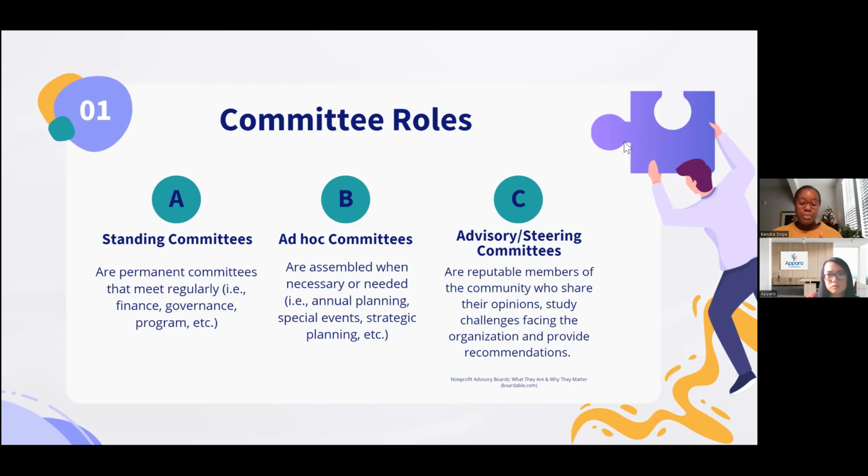So the board that I am the chair of, we have added ad hoc committees, which means that there are very specific things that we need to focus on because things have come up as a part of our strategic plan. These committees are brand new. Some of the board members are new. They've never heard of this before.